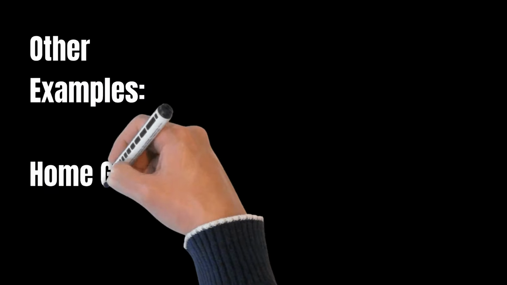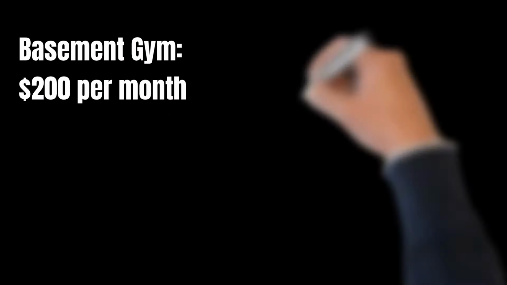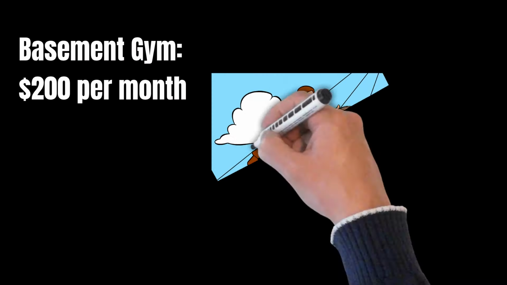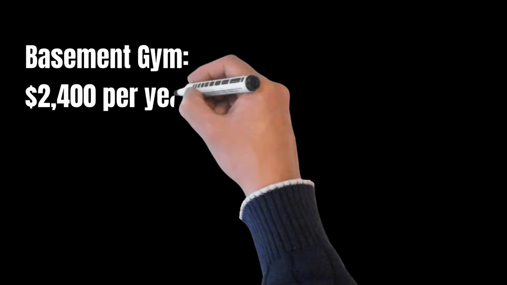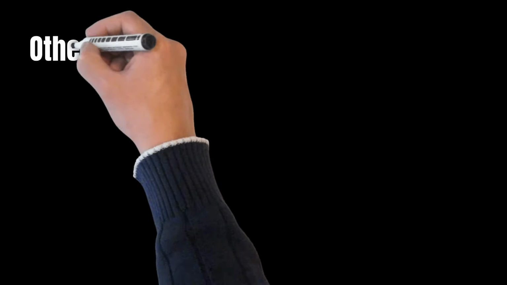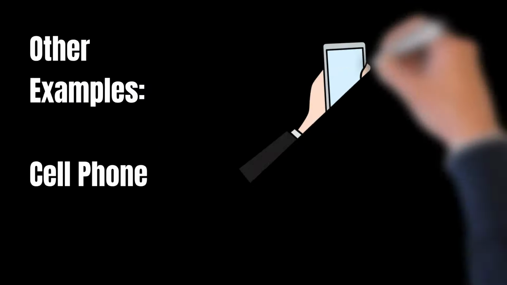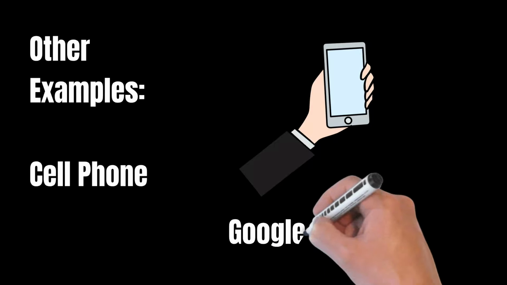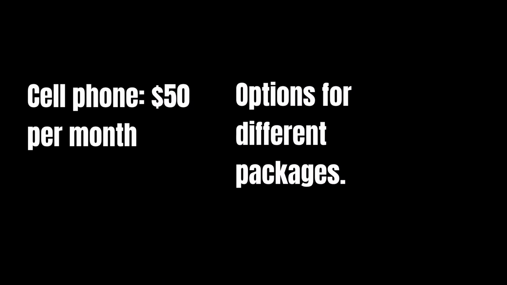Some other examples include installing a home gym. We did this in our basement, and now save almost $200 per month. The upfront expenses are worth it, for $2,400 a year in savings. Switch your cell phone provider. I switched to Google Fi, my phone bill is down $50 per month. They have options for limited internet, and other packages for someone like me, who doesn't use my personal phone that often.